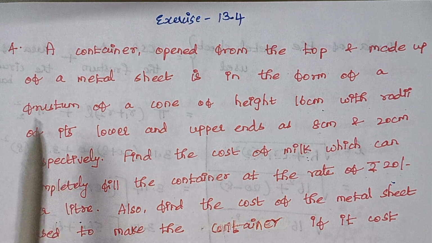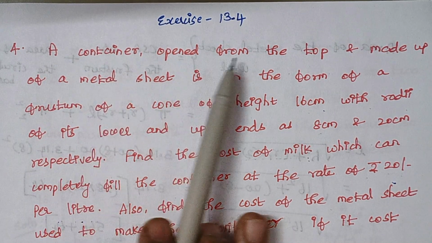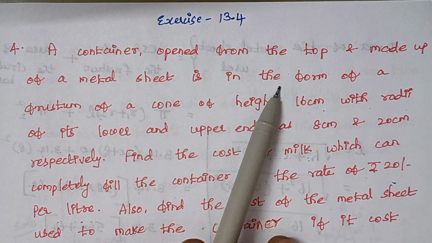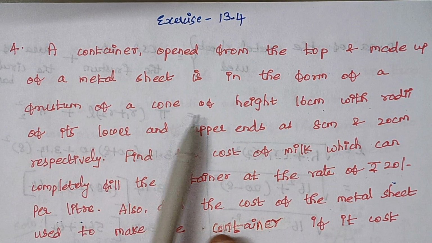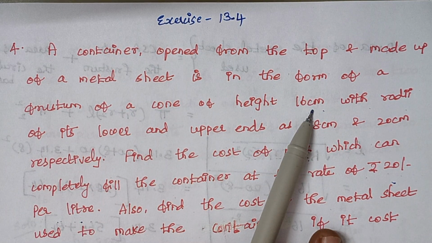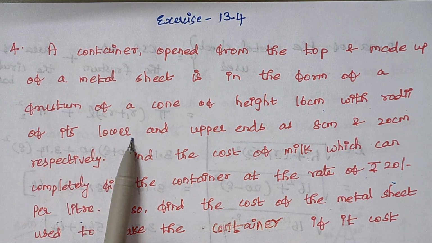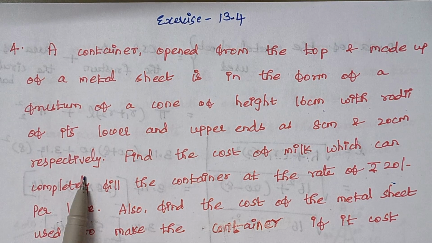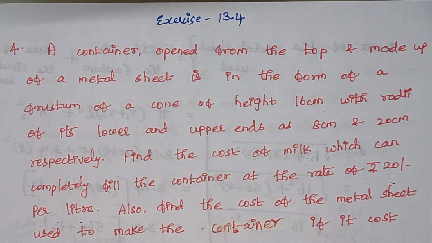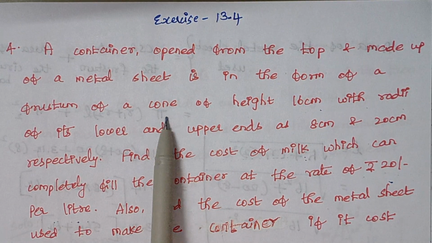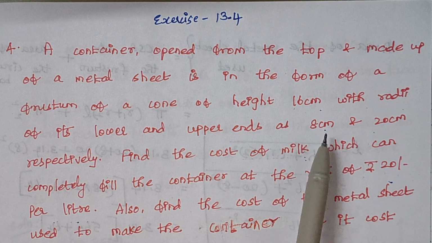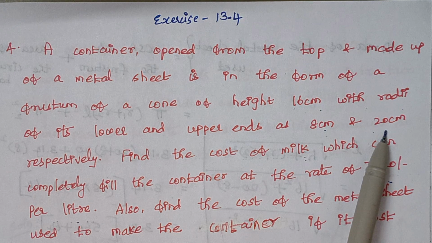The problem 4 is: a container open from the top and made up of a metal sheet is in the form of a frustum of a cone of height 16 cm with radii of its lower and upper ends as 8 cm and 20 cm respectively. So here we are provided with the frustum of a cone whose height is given and both the radii are given. One is 8 and another one is 20.